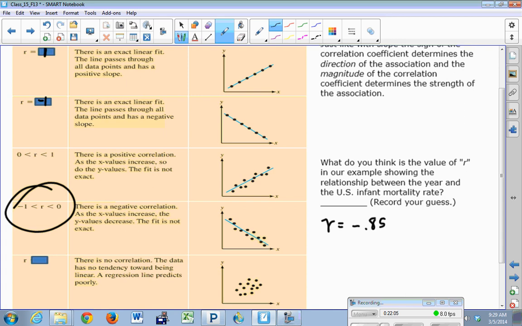-0.85. So that's strong, right? Okay, and now, Chris, you said very strong. So do you think it might be higher than that? Meaning closer to -1? Okay, what do you want to go with? 0.9? Okay, and Tony, you said fairly strong. So what do you think? -0.8? All right, so those are some guesses.